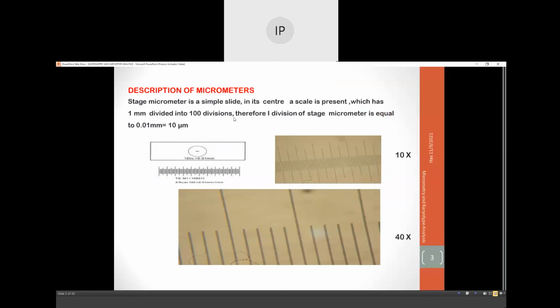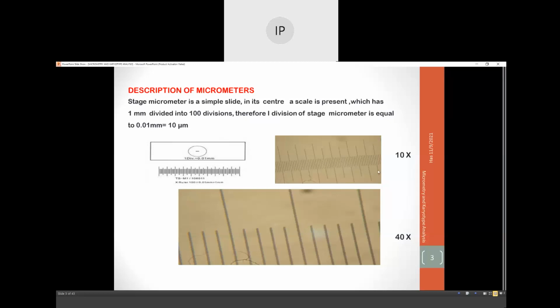Now let us know about the micrometers. Stage micrometer is a simple slide. In the center, a scale is present which is 1 millimeter divided into 100 divisions. Therefore, one division of stage micrometer is equal to 0.01 millimeter. That is, if changed into micron, multiplied by 1000, it will give 10 micrometer. You can see, this is the stage micrometer scale.